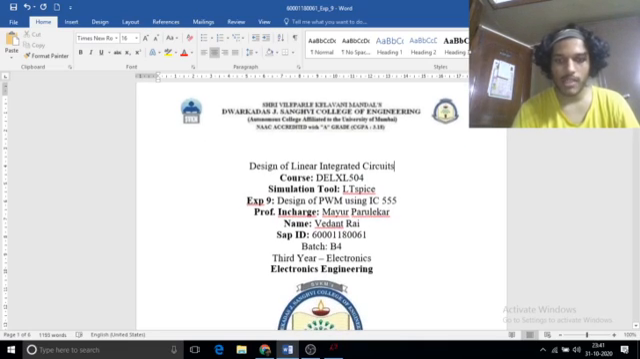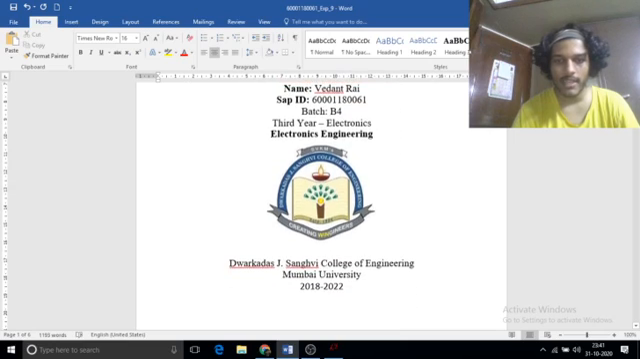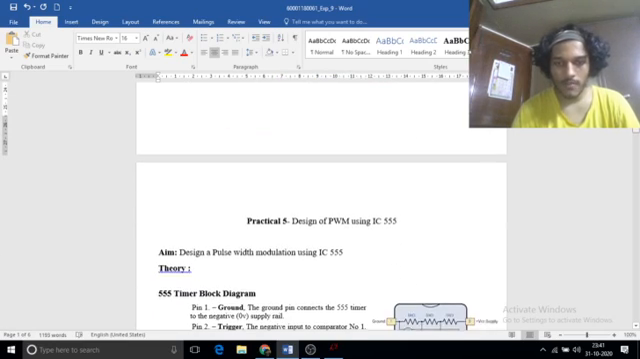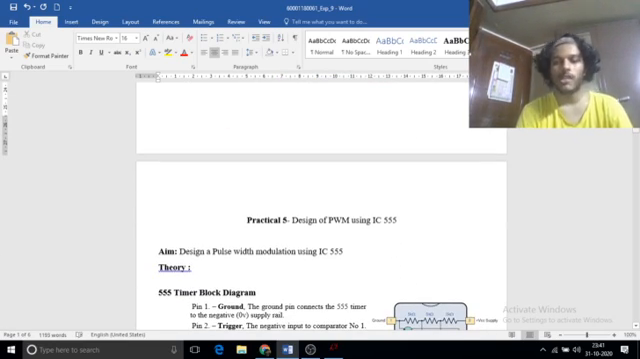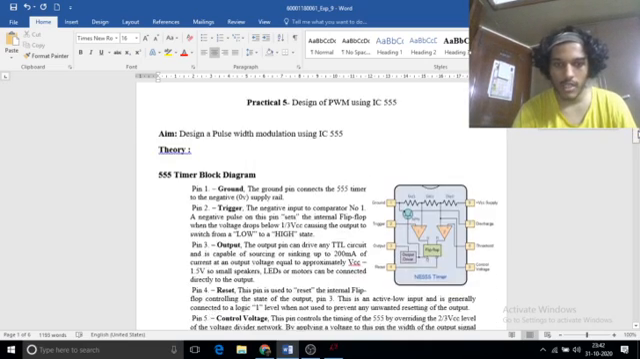Today I will be presenting experiment number 9 of my DLIC practical. The aim of this practical is to design a PWM using IC 555. PWM stands for a pulse width modulator.